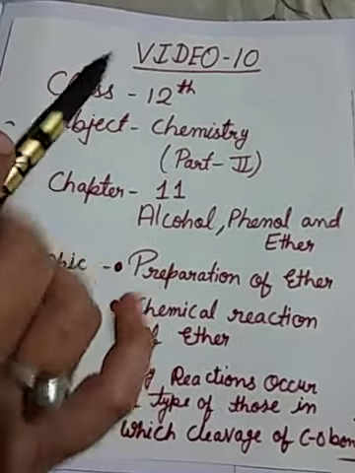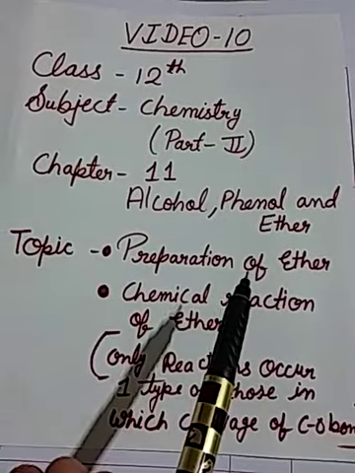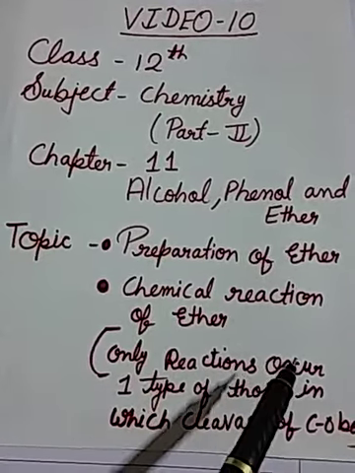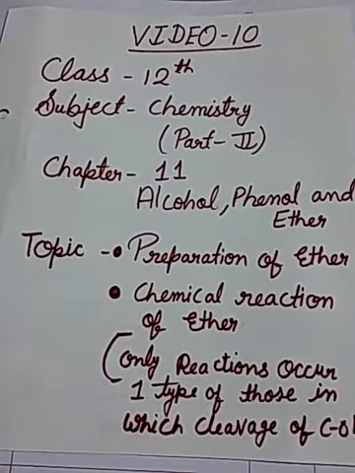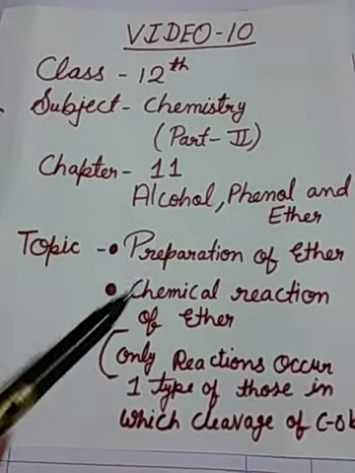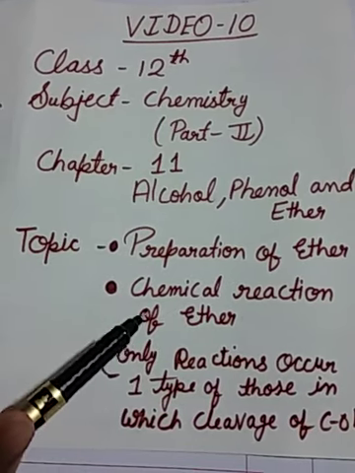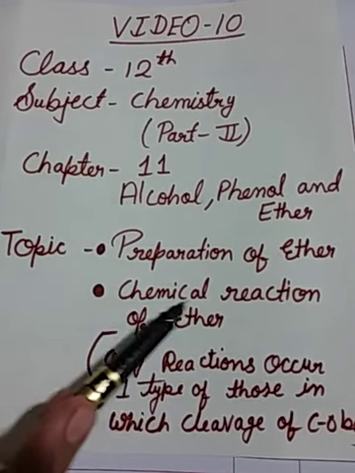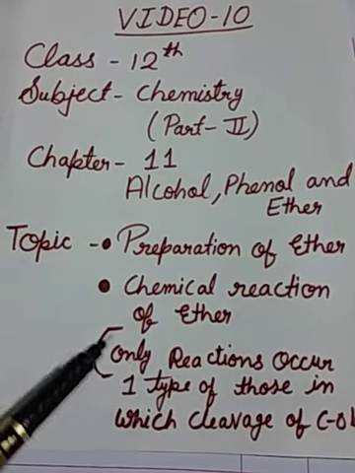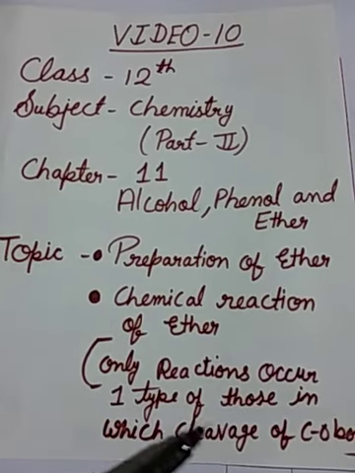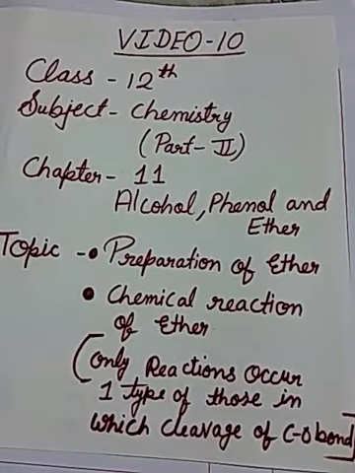In video number 9, I already discussed the topic of ether: physical introduction, classification, nomenclature and physical properties. This is video number 10. I will explain about ether, but the topic is preparation of ether and chemical reactions of ether. There are two types of chemical reactions of ether. In this video I explain only one type, in which cleavage of the C-O bond occurs. Let us start.